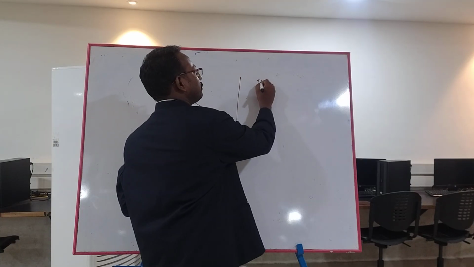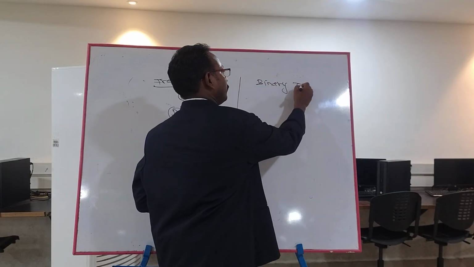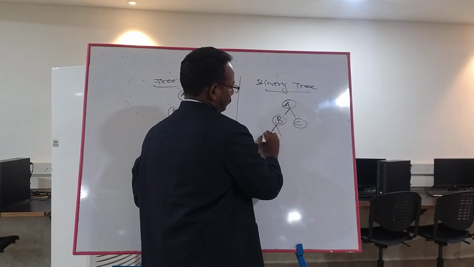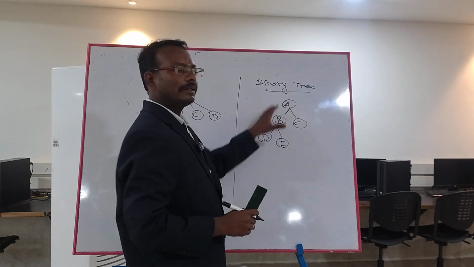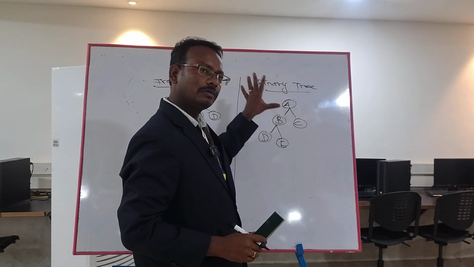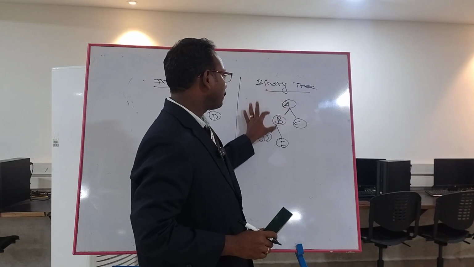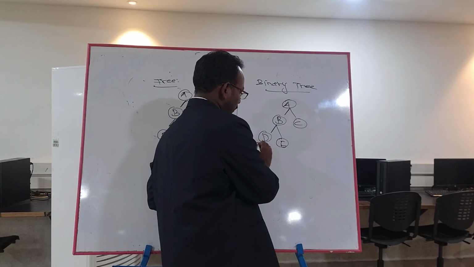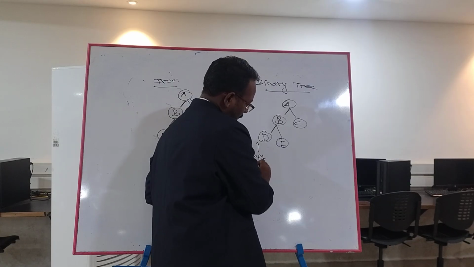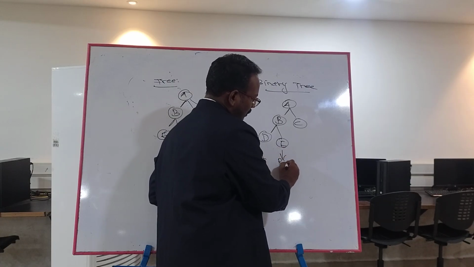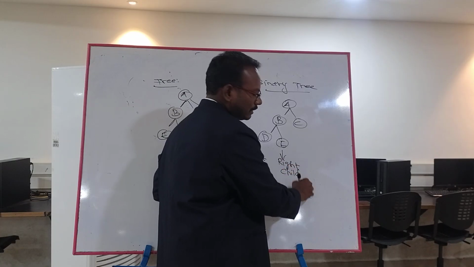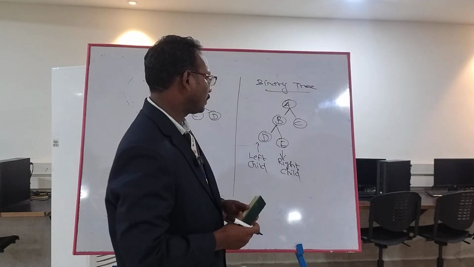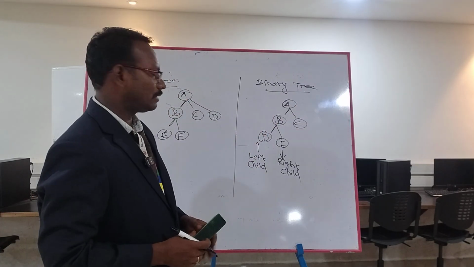For example, a binary tree. In a binary tree, every parent will consist of two children, one left child and one right child. Then it is called a binary tree. This is the left child and this is the right child. The left child and right child are considered in the binary tree. This is the difference between a tree and a binary tree.